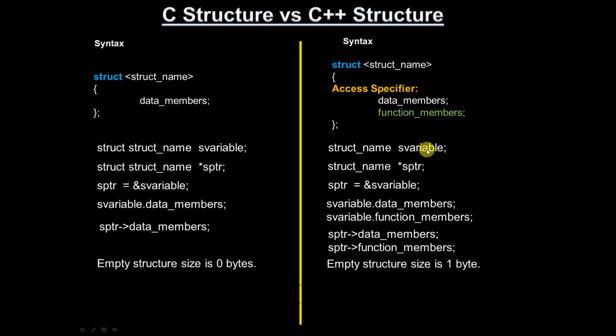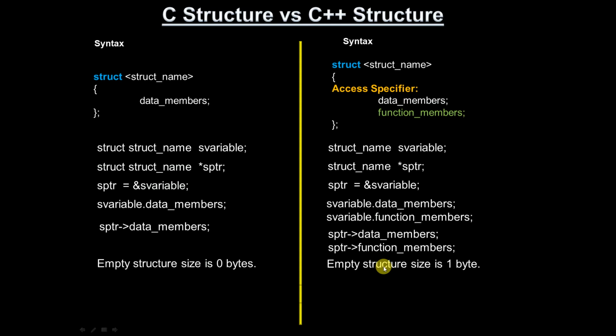Now assume that I have created two structure variables, structure variable 1 and structure variable 2. Now I am invoking structure variable 1 dot function member and structure variable 2 dot function member. The compiler has to know who is invoking this function, whether structure variable 1 or structure variable 2. To identify that, the minimum size allocated by the C++ compiler for an empty structure is 1 byte. So these are the differences between C structure versus C++ structure.